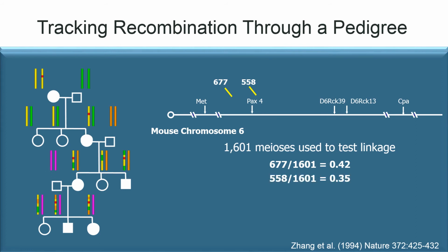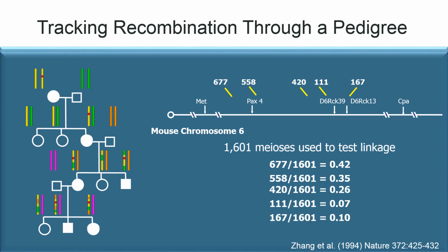They continued to march forward, and you see the recombination events going down as they get closer to this marker, D6RCK39, where you get an even lower recombination fraction. Right at D6RCK39, only 111 recombination events took place out of 1,601 possible events, so a pretty small recombination fraction. As they marched forward further, the recombination fraction started to go back up, and as they moved a little bit further away, it kept rising. Using this knowledge, they knew they were close to the OB gene and that it was somewhere between those two markers. Now they can look more closely at a much smaller sequence than they were originally interrogating, and they can use other molecular techniques to interrogate this region.